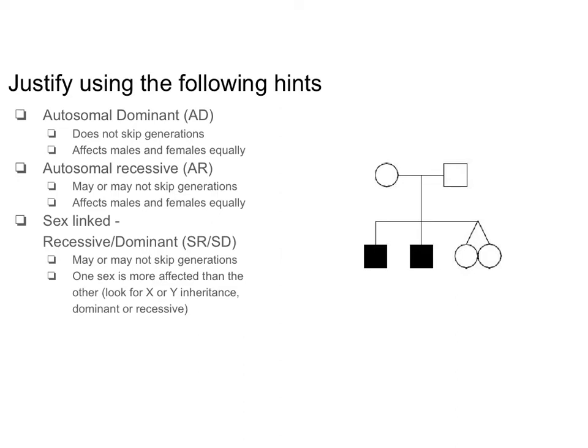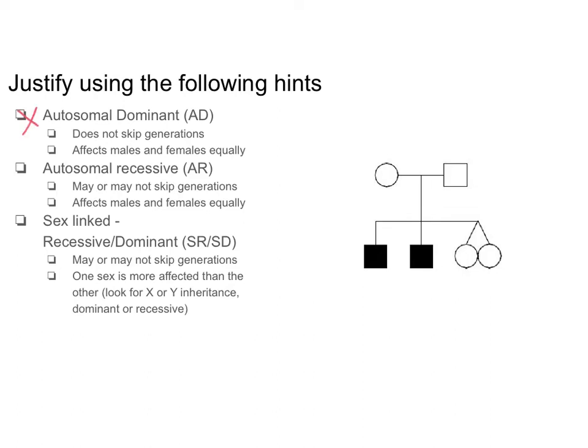Looking at this right away, I noticed that this cannot be autosomal dominant. The reason I know that is because it doesn't skip generations. If these two right here are affected, they had to have inherited, if it's autosomal dominant, from one of their parents, and their parents should have been affected as well. But you can see here, both parents are unaffected. So I'm going to eliminate autosomal dominant.